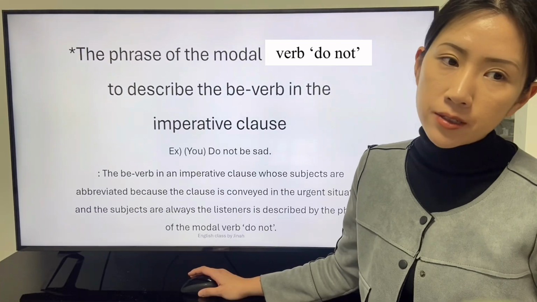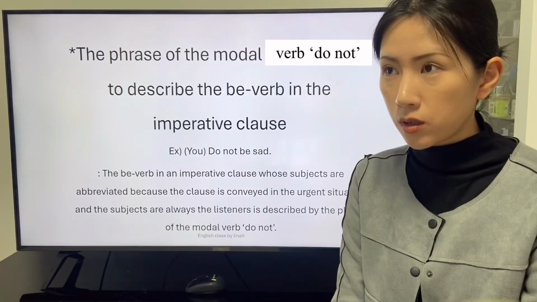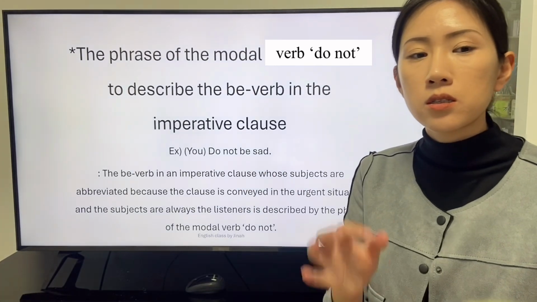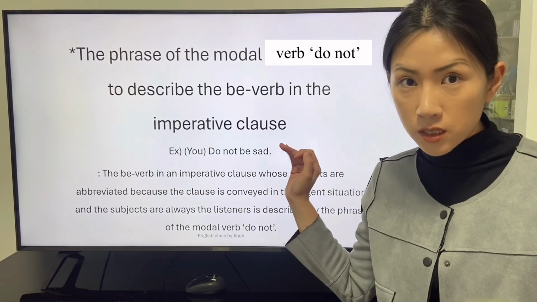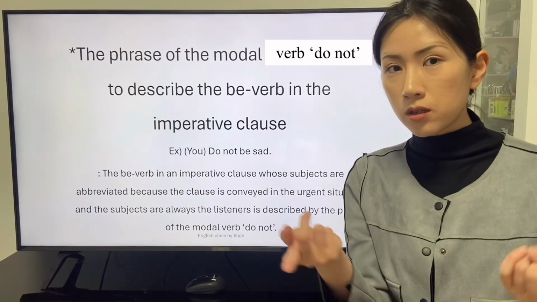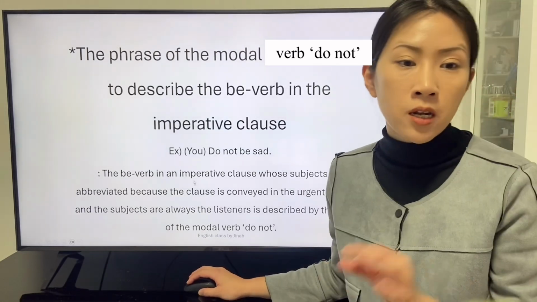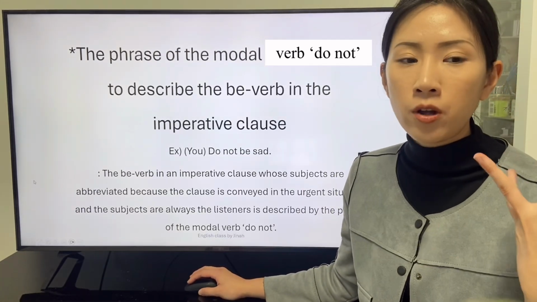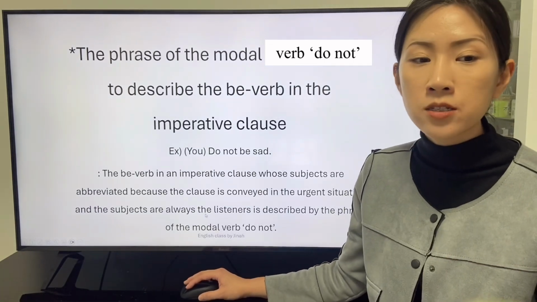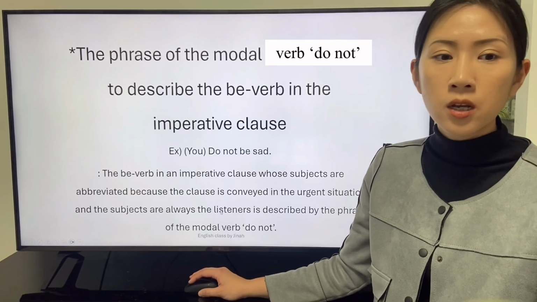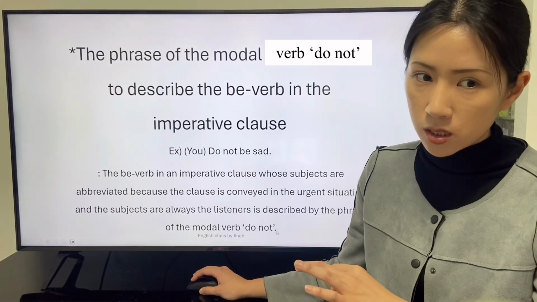There is an exemplary clause. Do not be sad. Don't be sad. I signify the abbreviated subject of the imperative clause. The be verb in an imperative clause, whose subjects are abbreviated because the clause is conveyed in an urgent situation and the subjects are always the listeners, is described by the phrase of the modal verb do not.